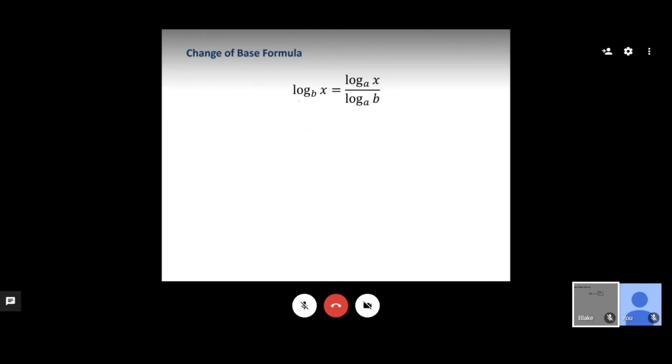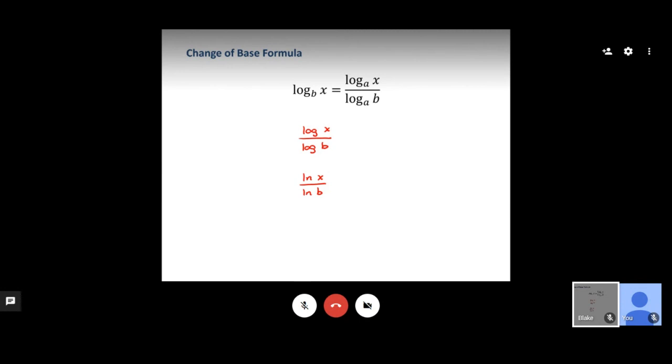So what we're going to do now is take the log of whatever's inside over the log of whatever the base is. This new base, the A, can be anything we want it to. The reason this is useful is that I can change this to log of X over log of B, where I use common logarithms, which are definitely on your calculator. Or I could write this as natural log of X over natural log of B, because we have a natural log key on our calculator.